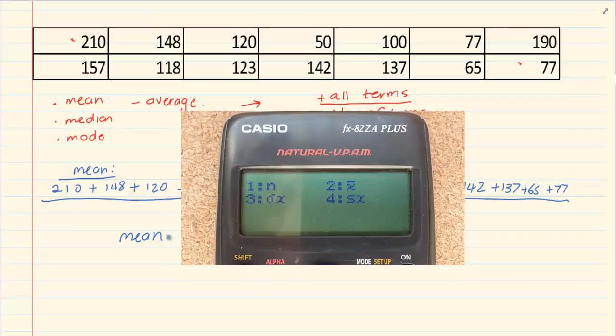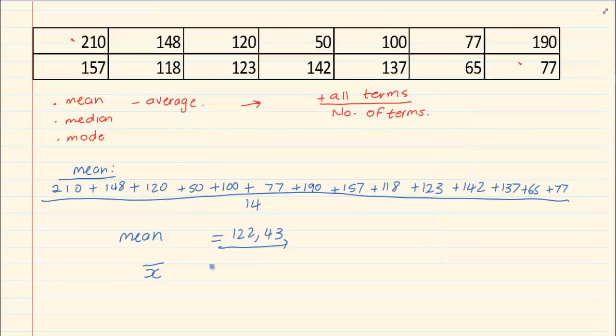Now it says 1, 2, 3, 4, and it gives you a few options. The option we're looking for is the X with the line. On the FX82 ZA, it is number 2. So you press 2 equal to, and your answer will again be 122, 43. It is advisable that you learn the calculator method because later when we start doing frequency tables, you need the calculator. Okay, now let's go on to median and mode.